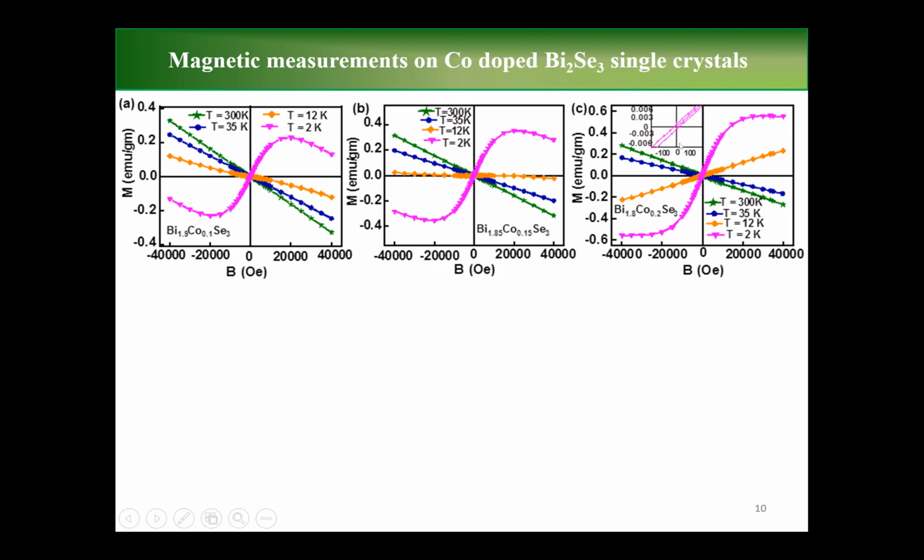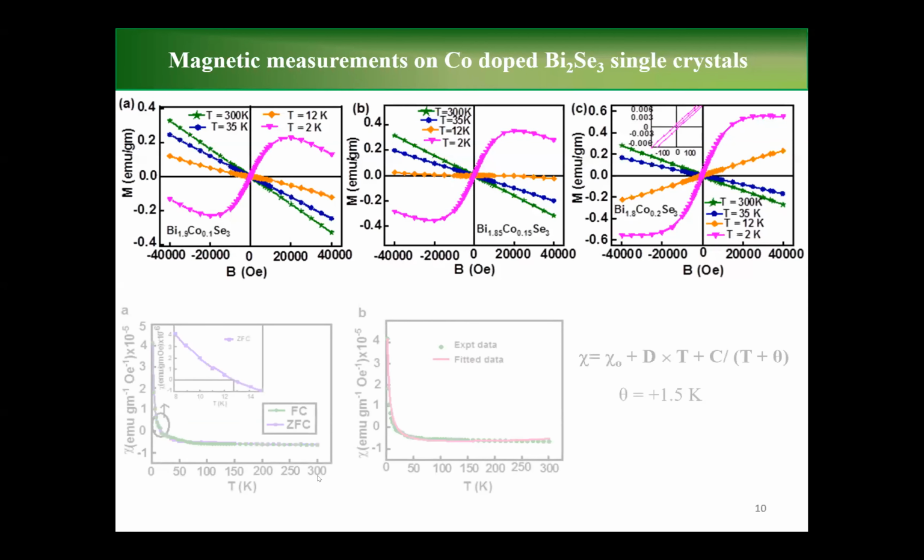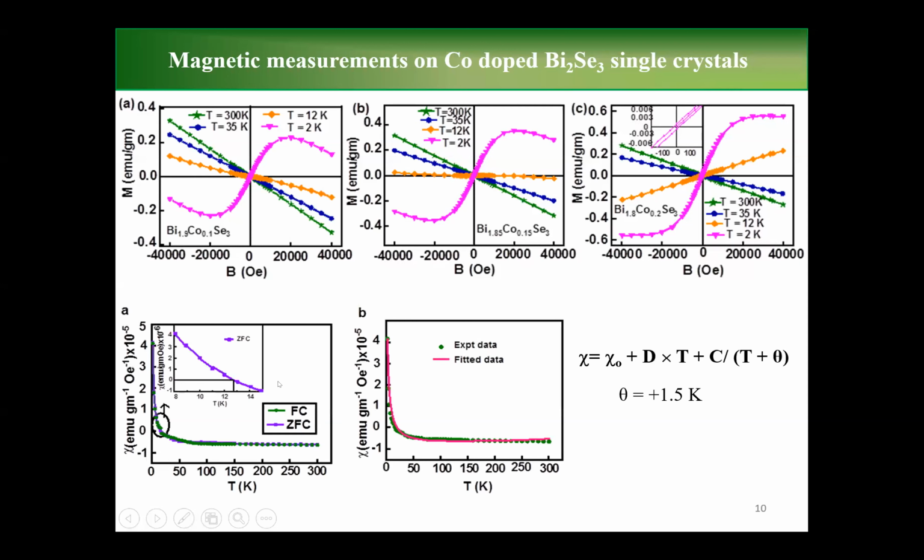Thus, we are mainly interested in these cobalt 0.2 crystals, and we have carried out further measurements only on these crystals. The MT measurement was also performed on these crystals in zero field cooling and field cooling. In zero field cooling, we cool the temperature with no magnetic field, then switch on the magnetic field and then cool the temperature again. We observed that below 12 Kelvin, diamagnetic behavior was observed.